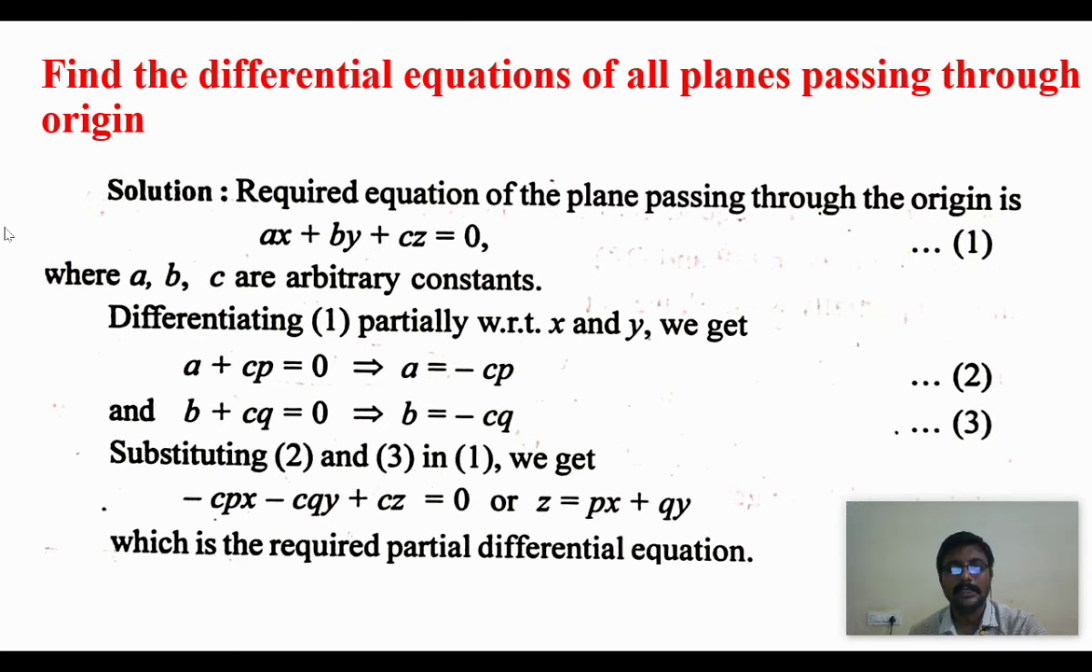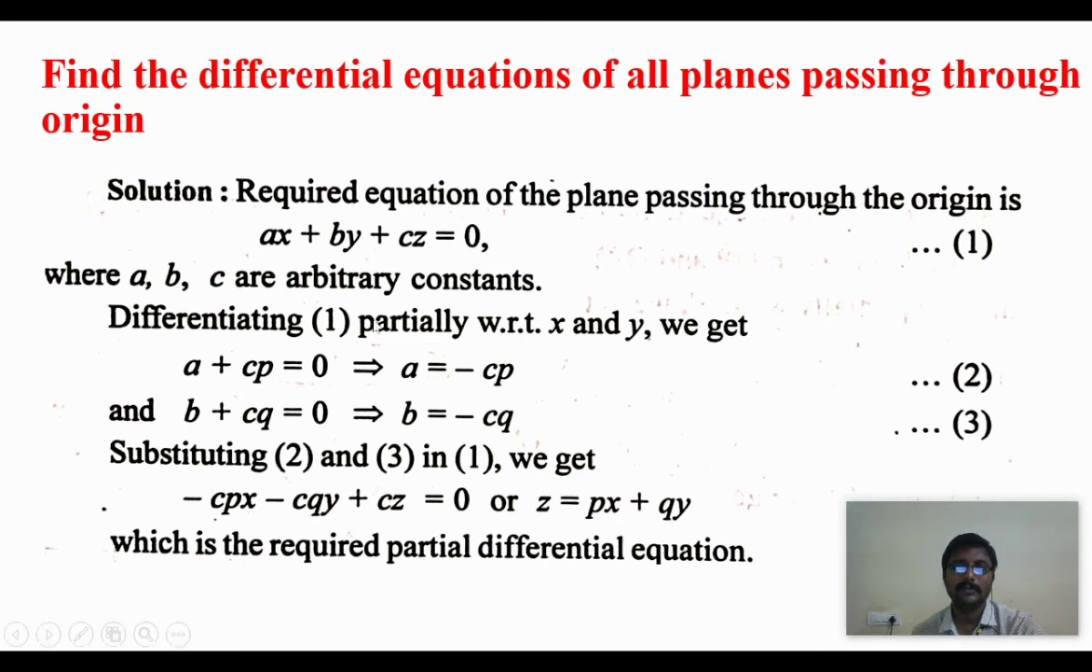Now substituting these values in equation 1 and taking out c as common and equating to 0, that is 0 by c is 0. So we will have the partial differential equation, that is z minus px minus qy is 0. That means negative px and negative qy, if they go to the right hand side, they will be positive. So z equals px plus qy, which is the required partial differential equation. So simply we can get the partial differential equation by eliminating the arbitrary constants a, b, c.